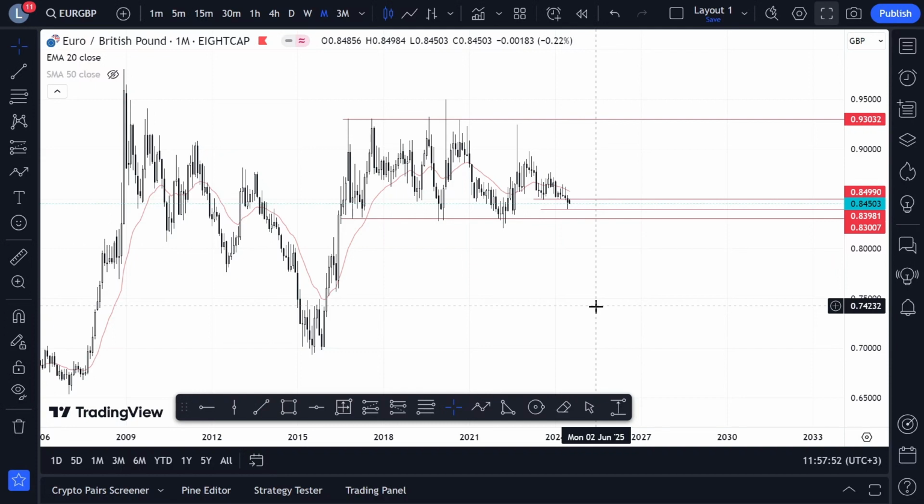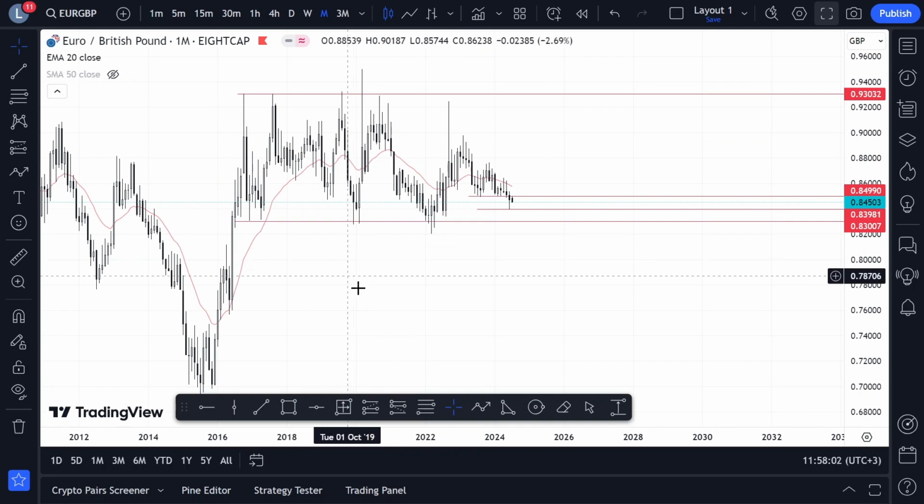Hello traders, in today's video we take a look at the euro pound. I have a short trade idea. I actually did take part of this trade during the week. I'll be taking you through the price action that is driving my bearish bias.